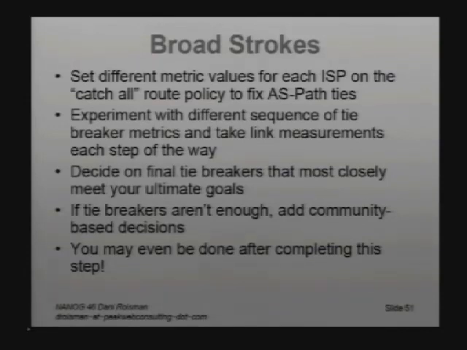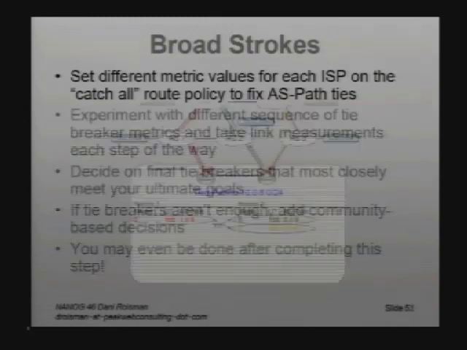And this is the kind of thing you want to do during peak periods. You set them one way, you wait 30 seconds to a minute, check out utilization, set them another way, check utilization, until you have something that you like. Once you're done, you decide on your final tiebreaker that most closely meets your goals. And if the tiebreakers aren't enough, then we're going to go ahead and do some community-based decisions. And you may even be done after this step. Go to Starbucks and come back and configure Rancid or something else that's been sitting on your project list forever.